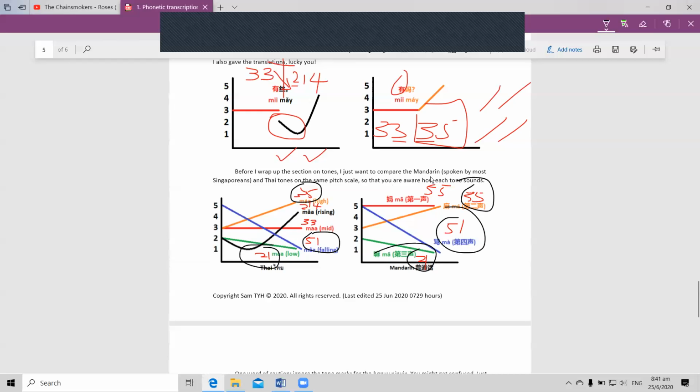The 低声 is not the same as the mid tone. And then we have this extra tone here that we don't have in Mandarin. So when we learn Thai, since we know Mandarin, we should have no problems with the high tone, the falling tone, and the low tone. We will have problems pronouncing the mid tone and the rising tone.